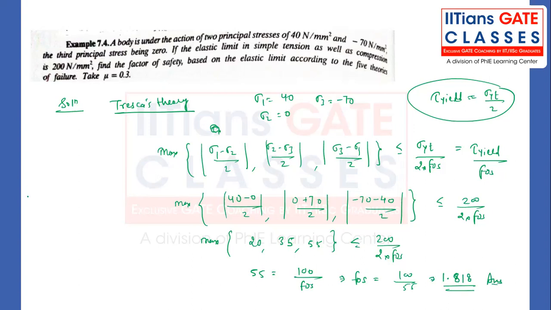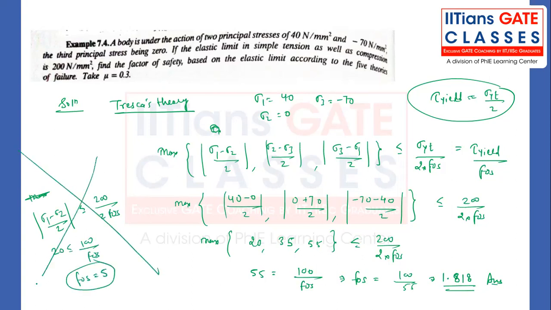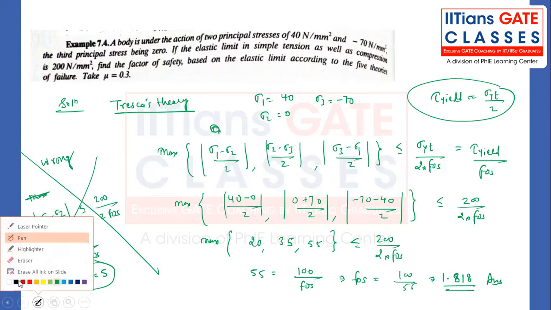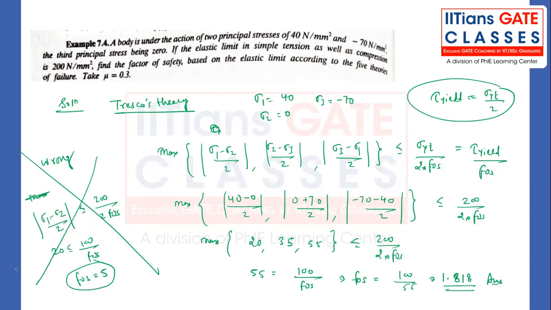So if you simply write the statement like sigma 1 minus sigma 2 by 2 should be less than or equal to 200 divided by 2 into factor of safety, you might get the answer as 100 divided by factor of safety, that is 5. That is wrong. So try to focus on the general statement of all the theories of failure which I'm going to give, right? That's a very, very important thing.